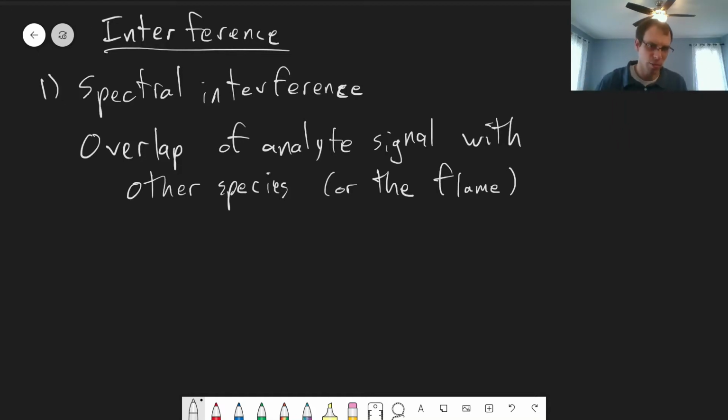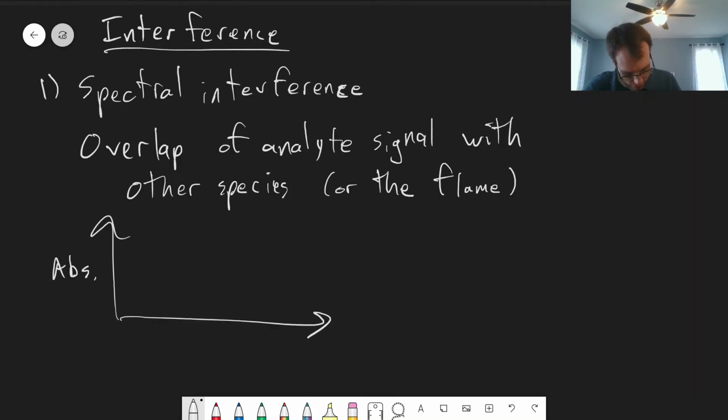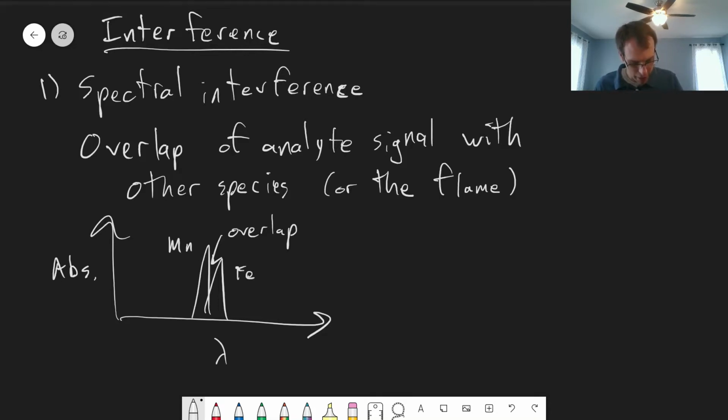And that's essentially what we're talking about here, is that if we make a plot of, we'll look at absorption, for example, here, versus wavelength. If we have two elements where we get an overlap here, that can cause an interference in our measurement, right? So if we have, say, this is manganese and this is iron, or something like that, if we have iron in our sample, it can affect the results that we get from our manganese measurement.